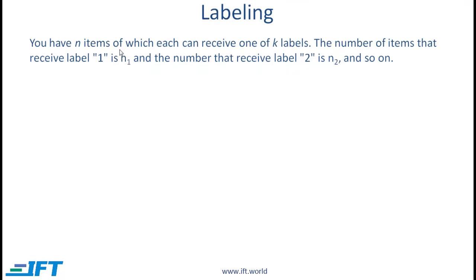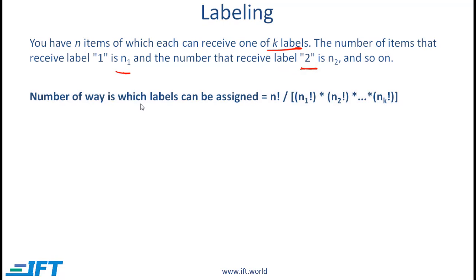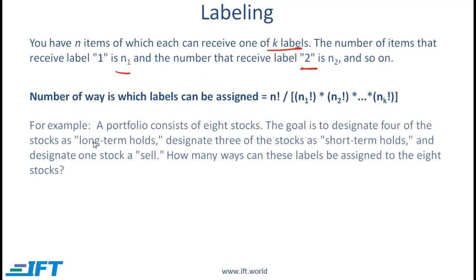Next, we talk about labeling. Say you have n items of which each can receive 1 of k labels. The number of items that receive label 1 is n1. The number that receive label 2 is n2, and so on. To understand this, let us look at a simple example and then we'll see how to use this formula related to the number of ways in which labels can be assigned.